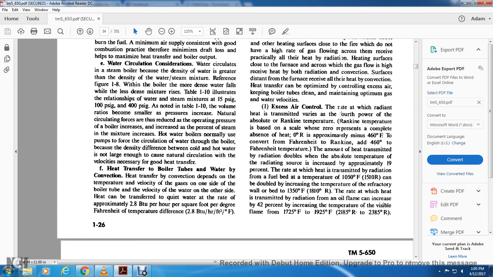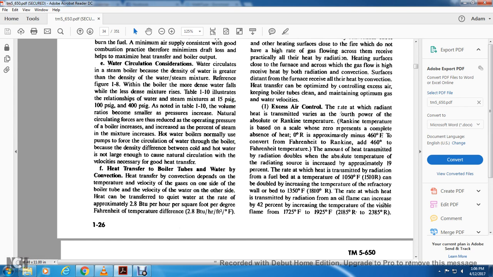Alright, L. Excess air control. The rate at which radiant heat is transmitted varies with the fourth power of the absolute Rankine temperature. Rankine temperature is based on a scale where 0 represents the complete absence of heat. 0 Rankine is approximately minus 460 degrees. To convert Fahrenheit to Rankine, add 460 degrees to the Fahrenheit temperature.